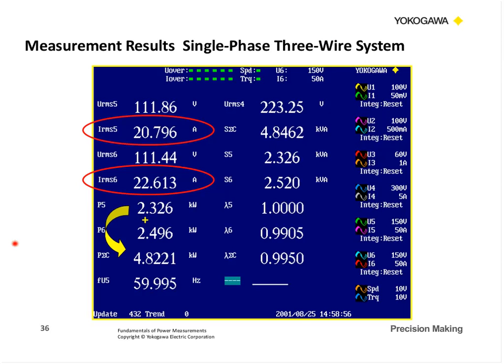Here's a display. I had one line-to-neutral voltage. They're 111 volts, both of them pretty equal. But look at here. One current's reading a little over 20 amps. The other one's reading 22.6 amps, a couple amps higher. That's why we have to measure each line. Okay. Then the total power is going to be the sum of these two. Adds up to 4.8. Our line-to-line voltage is 223 in this case.